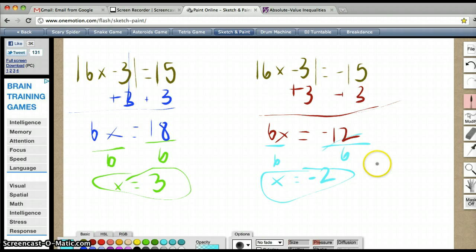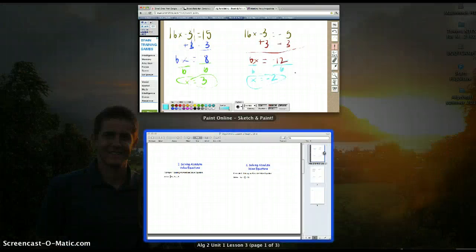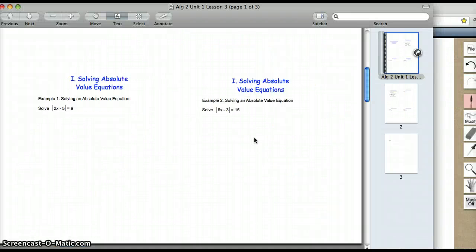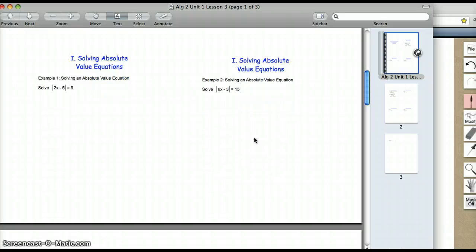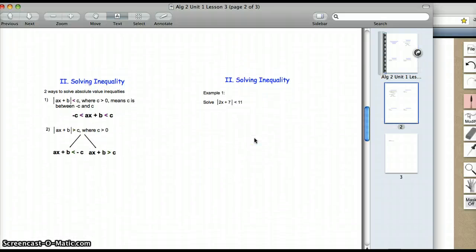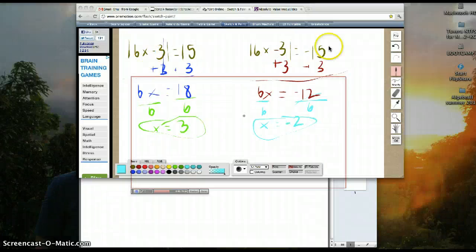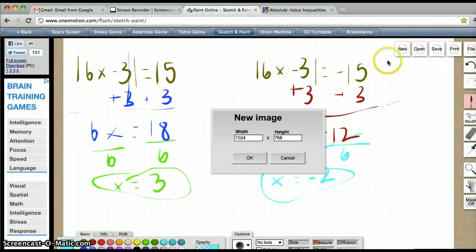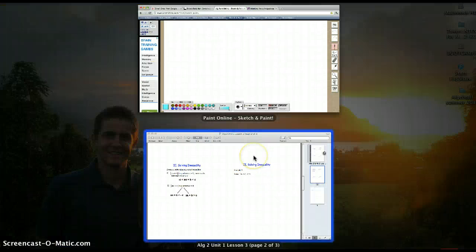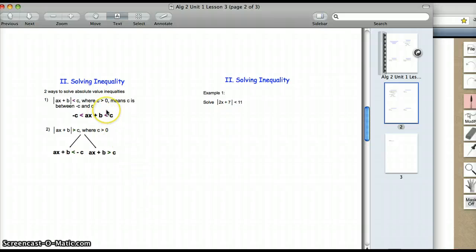All right. So that is the basic of how we solve for absolute value equations. Now let's go down. Now we're going to solve for inequalities. Remember, your inequalities deal with your less than or equal to or greater than. So let's get a new pad here. All right, so there's two ways to solve an absolute value inequality.